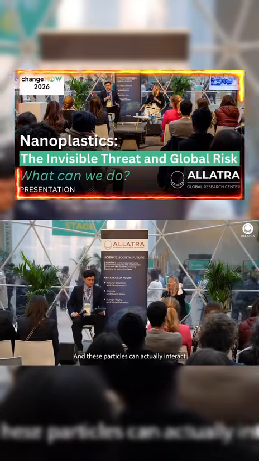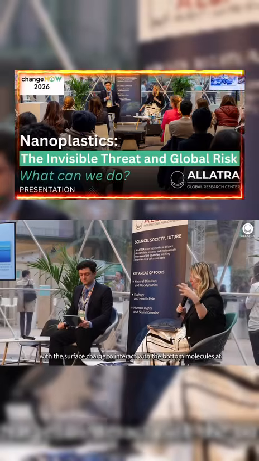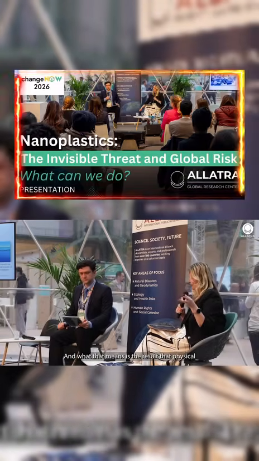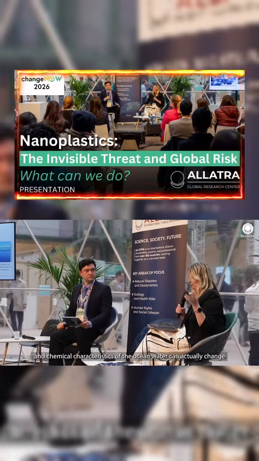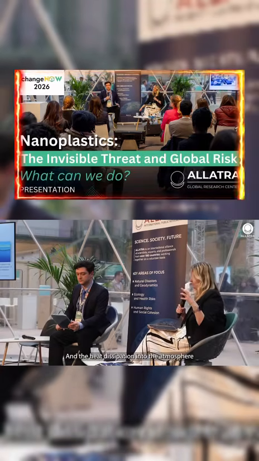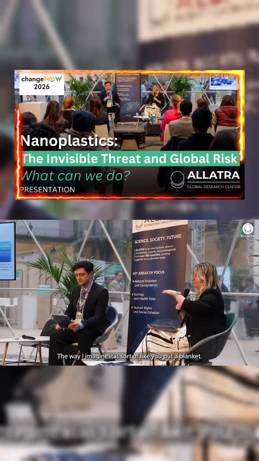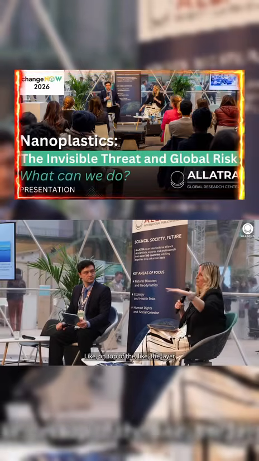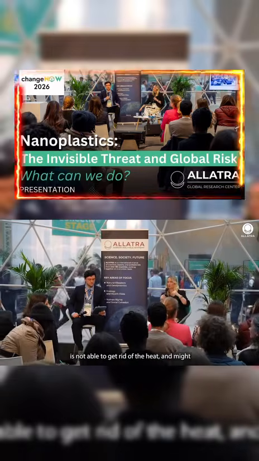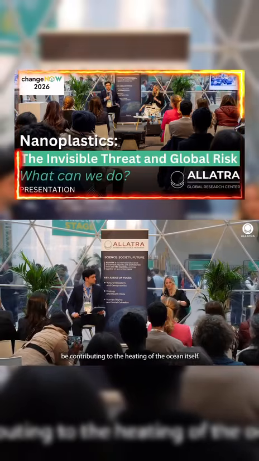These particles can actually use their surface charge to interact with the water molecules at the level of the hydrogen bonds. What that means is that, as a result, the physical and chemical characteristics of the ocean water can actually change, and the heat dissipation into the atmosphere might slow down. The way I imagine it is sort of like putting a blanket on top of the ocean. Thus, the ocean is not able to get rid of the heat and might be contributing to the heating of the ocean itself.